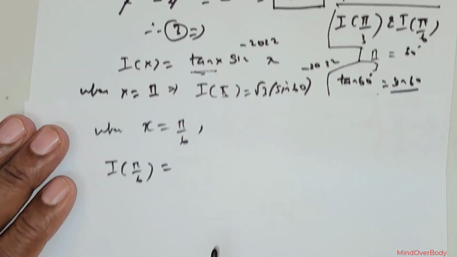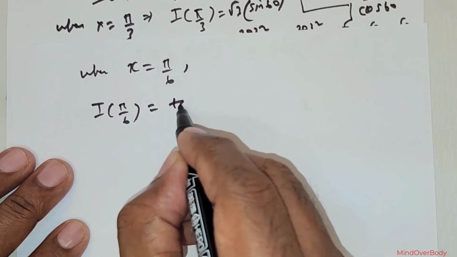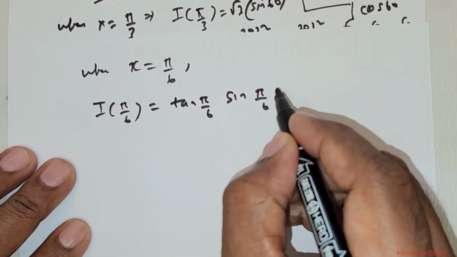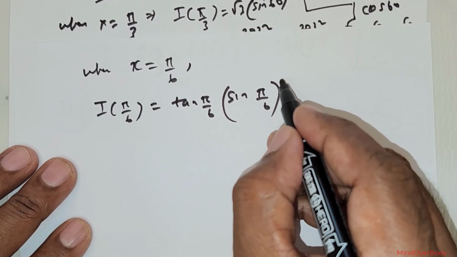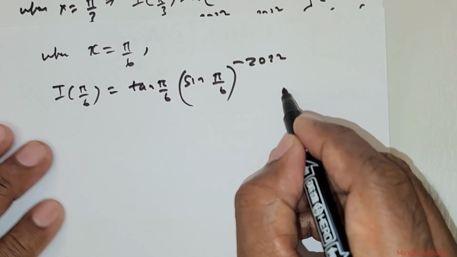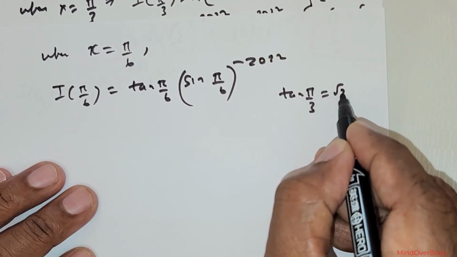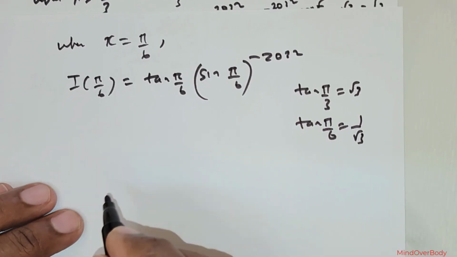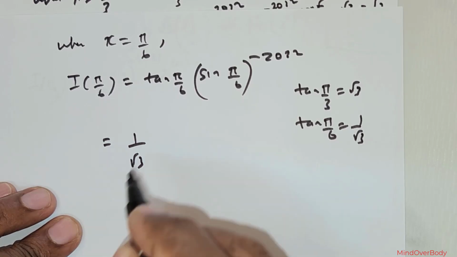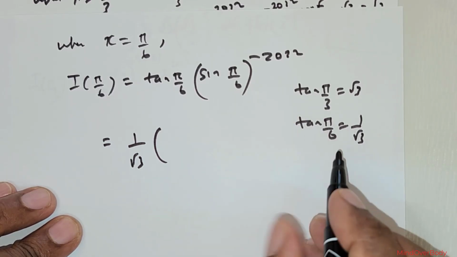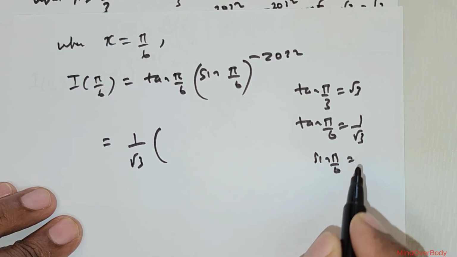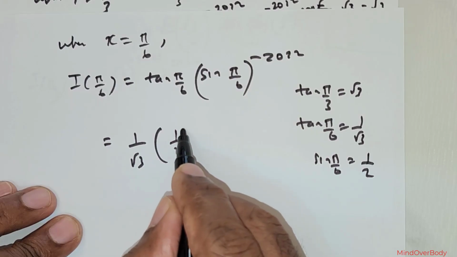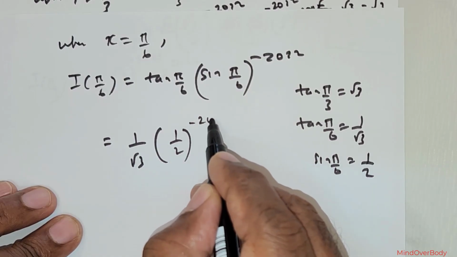So tan pi over 6 times sine pi over 6 raised to the power of negative 2022. Now tan pi over 3 is root of 3. So tan pi over 6 is 1 over root 3. So this is going to be 1 over root 3, and sine pi over 6 is sine 30. Sine 30 is 1 over 2. So this is going to be 1 over 2 raised to the power of negative 2022.